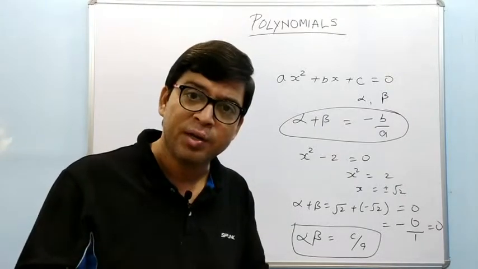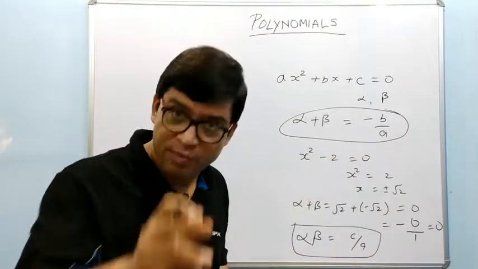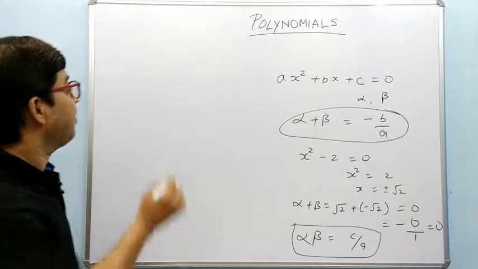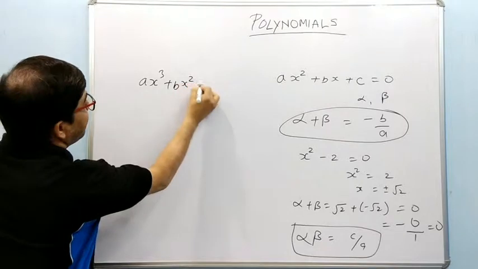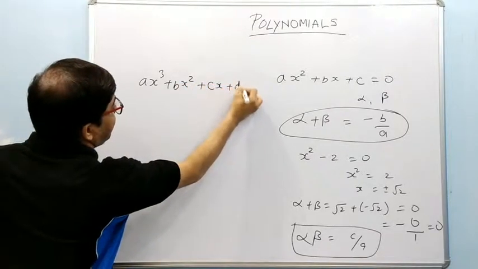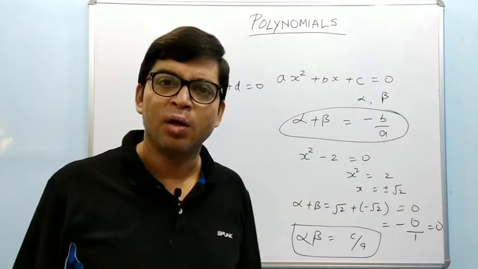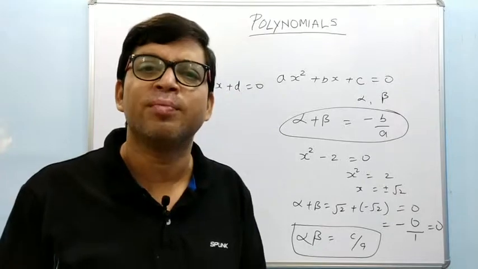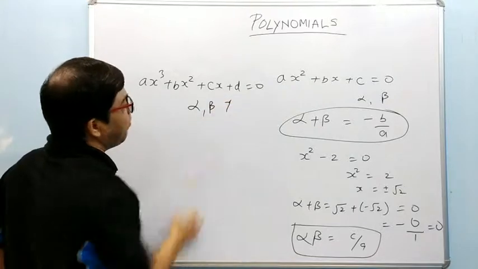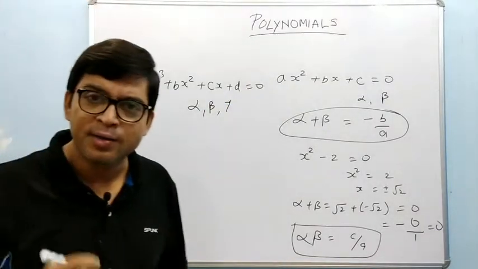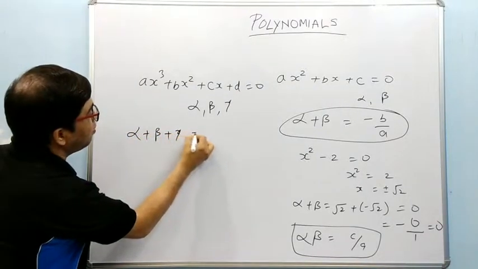What's the relation between the roots and the coefficients of that expression? Now we just talk about the cubic one. What's cubic? This is ax cube plus bx square plus cx plus d is equal to 0. How many roots will it have? It must have 3 zeros, 3 roots. If I name them alpha, beta, gamma, 3 roots, and we need to find the sum of the roots, alpha plus beta plus gamma, what is that?